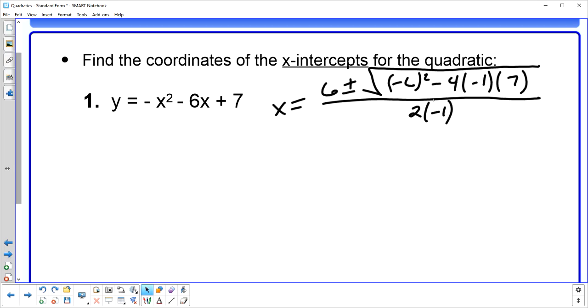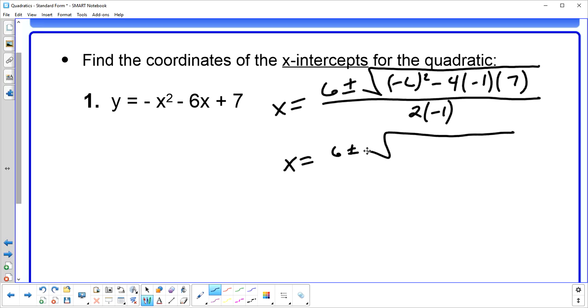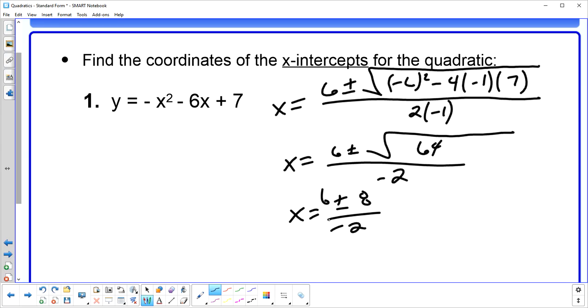So if I plug this whole thing into my calculator at once, I'm going to have 6 plus or minus, let's see, 36 plus 28 would give us the square root of 64, all over a negative 2. And again, going one more step to simplify, we're going to have 6 plus or minus the square root of 64, which is 8, over negative 2.